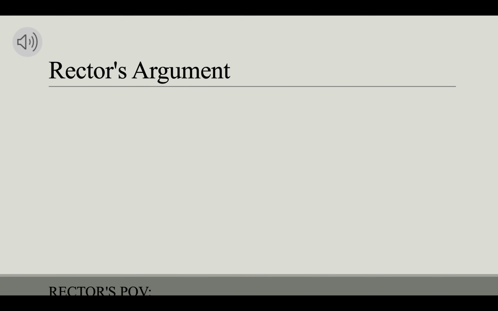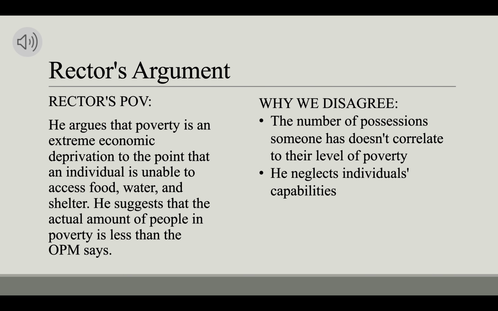In his article from 2011, poverty researcher Robert Rector argues that current, though this is from over 10 years ago, U.S. Census Bureau annual reports exaggerate poverty and the extent to which people experience economic deprivation. His main argument centers around how poverty is an extreme economic deprivation to the point that an individual is unable to access food, water, and shelter. He suggests that the actual amount of people in poverty is less than the OPM accounts for.